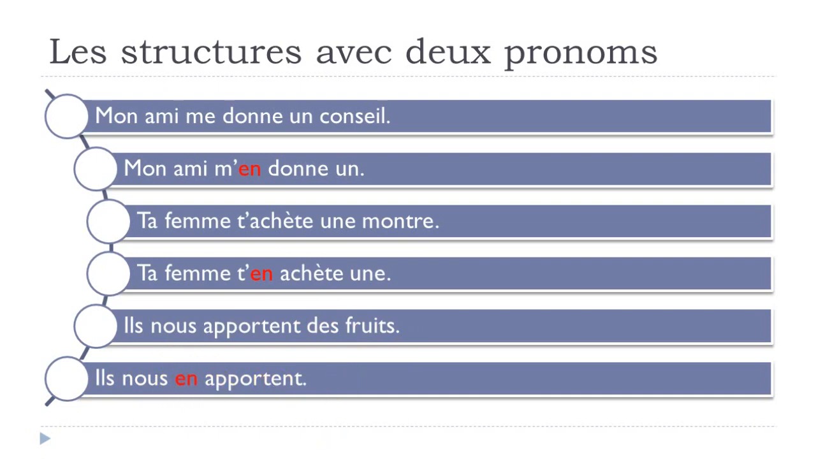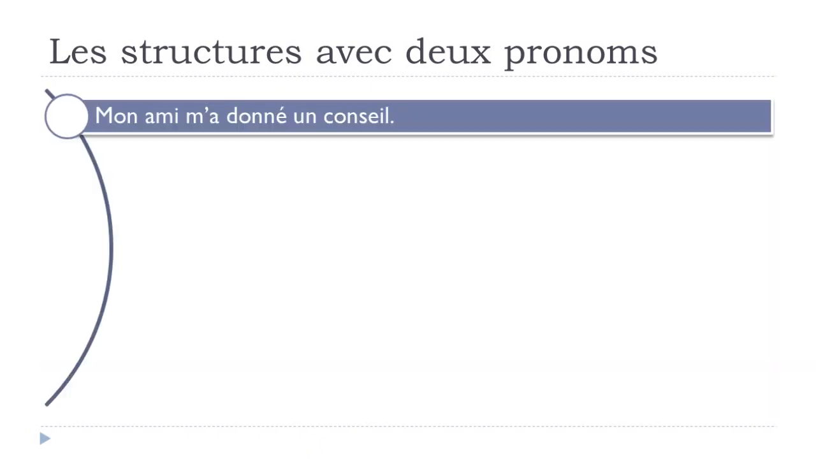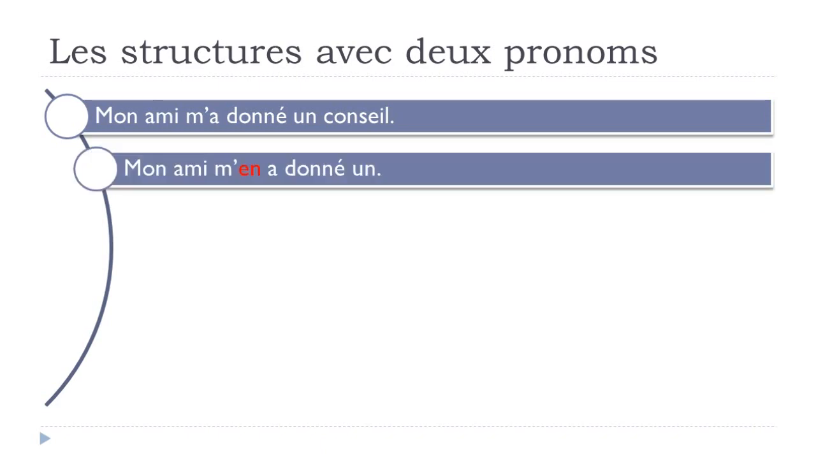Okay, so let's see now with the passé composé. So same sentence. Mon ami m'a donné un conseil. All right, mon ami m'en a donné un. So it will be exactly the same thing, especially if you think that a donné, the thing that you see here, is only one verb. Okay, so you've got two parts because it's composed. First you've got avoir and then you've got this participe passé form. But it's only one verb. That's the reason why you put first your pronoun here, me, and then you put this second pronoun en before avoir, because this is the verb here. So you get mon ami m'en a donné un.